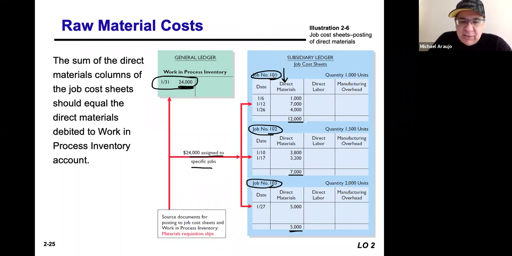So notice, it's very important that you understand that that's part of that job cost system. You're assigning the costs specifically to each job, and these are the jobs that are listed here.